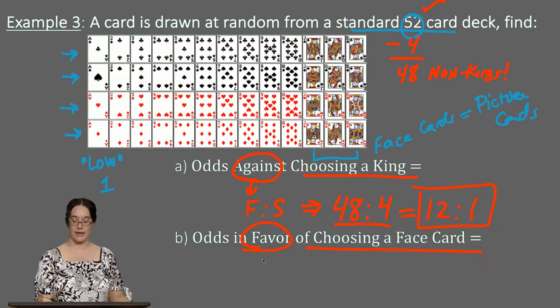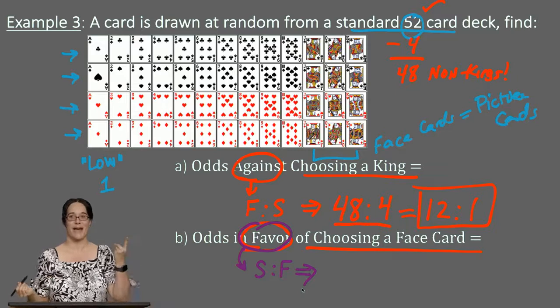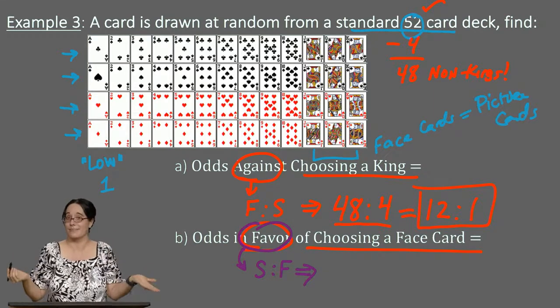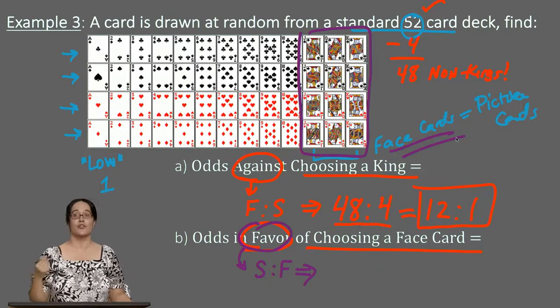In favor of getting a face card, we want success, because it's favorable here. Success to failure. So how many ways could I successfully choose a face card? How many face cards are there? Jack, queen, king. So 3 for every single suit. How many suits are there? 4. 3 times 4 is 12. So there are 12 face cards here. These are the 12 face cards or picture cards. So 12 favorable ways to do this.